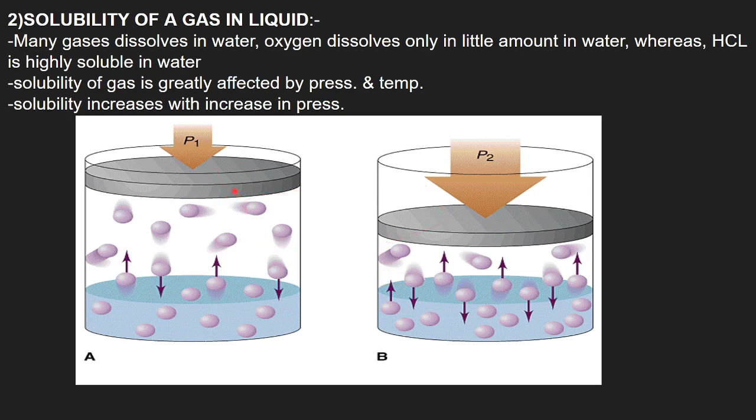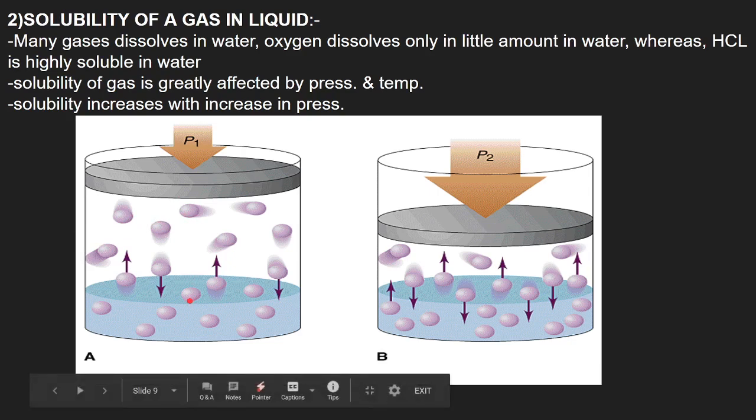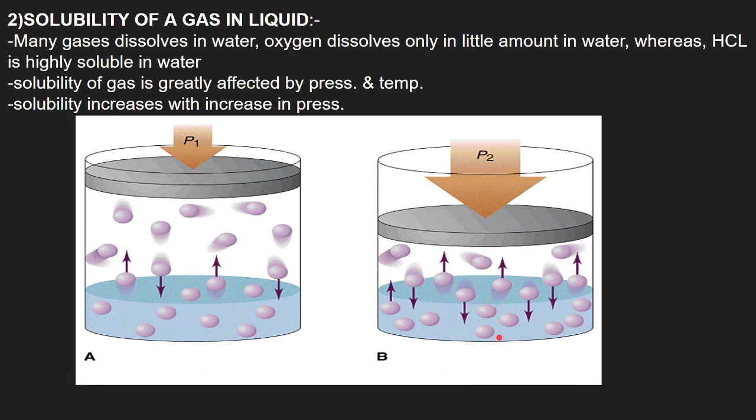When the pressure is not applied, you can see the gaseous molecules are on the upper side, and they are not dissolving much in the liquid. This is the liquid. Whereas here, when I'm applying the pressure, this is the liquid, the solvent, and these are the gases, they are dissolving in the water. So if you increase the pressure from outside, your solubility will increase.